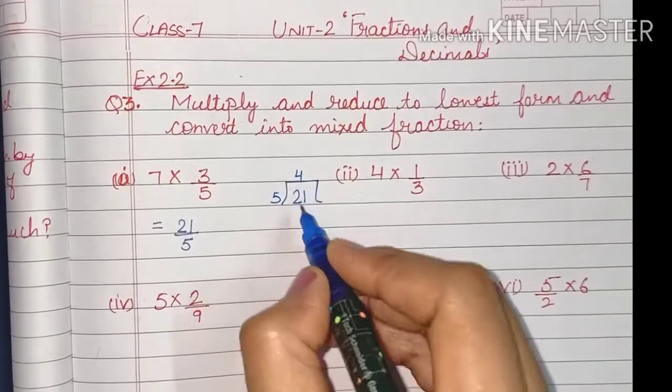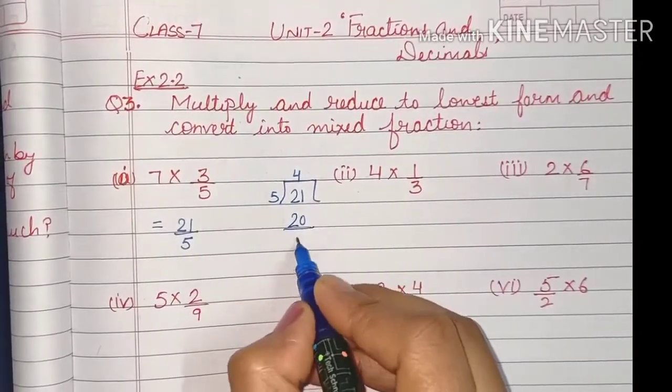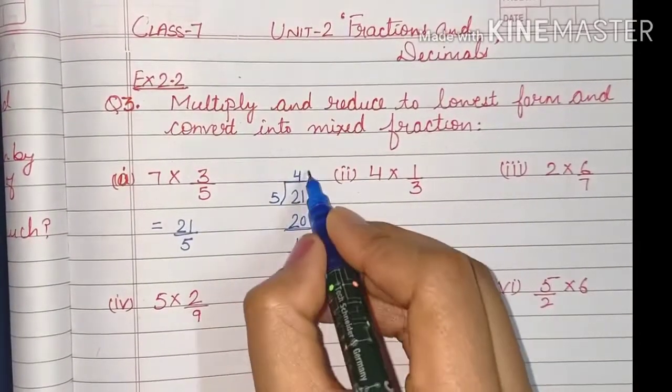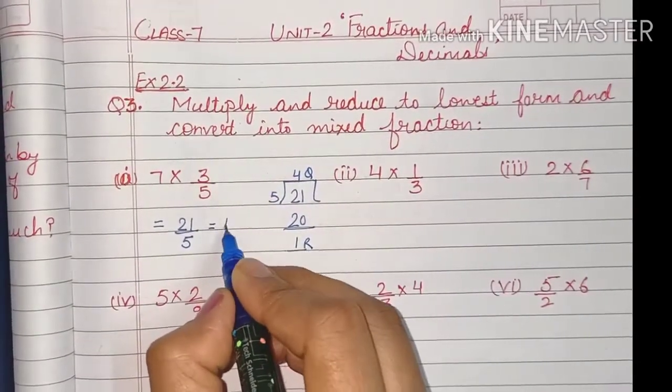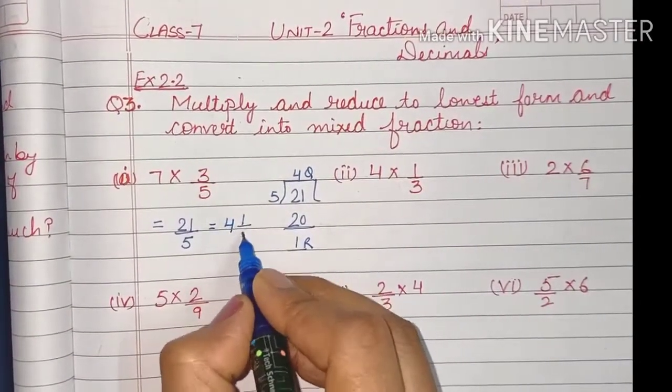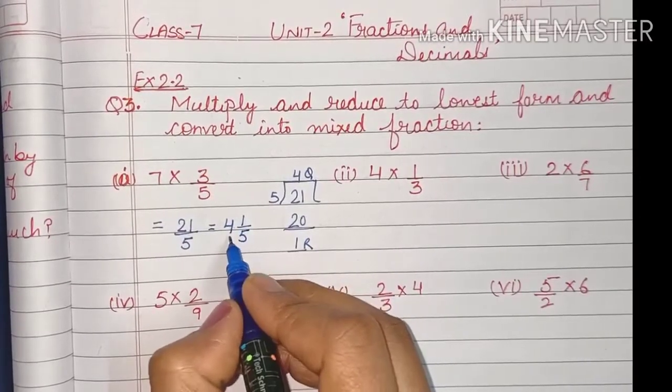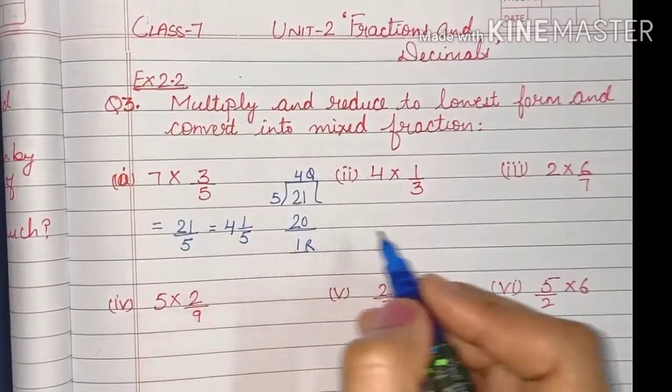So 5 4s are 20 and 1 is the remainder. Here the quotient is 4 and the remainder is 1. So the mixed fraction is 4 and 1 upon 5. So it is 4 and 1/5.